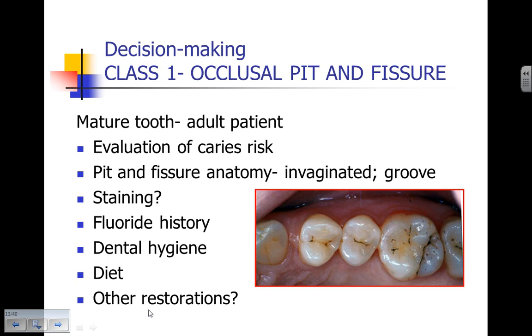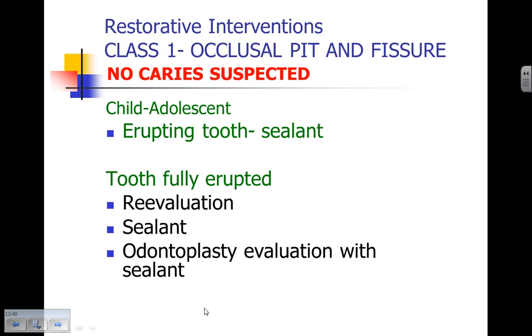And then once again we look at the presence or absence of other restorations to give us an idea whether pits and fissures are at risk, and we make those judgments. And so then we consider restorative interventions. And it's all based upon risk.